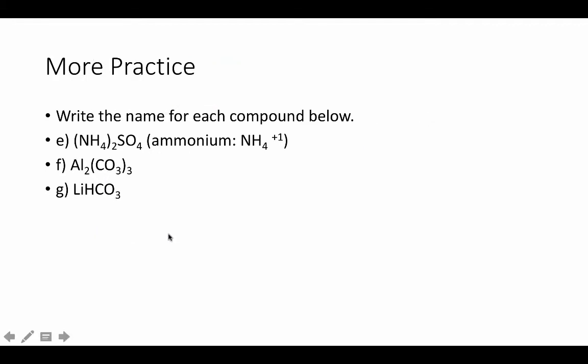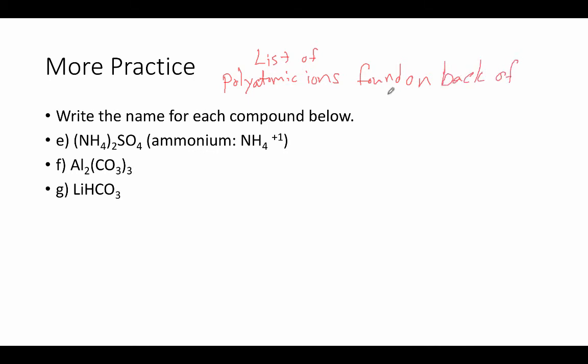And our last thing of practice is to go the opposite way and now write the name for each of the compounds below. So the polyatomic ions can be found on the back of your periodic table. There's a list of them. And you will be given these for quizzes and tests, so you don't have to memorize them. So list the name for each of the compounds below.